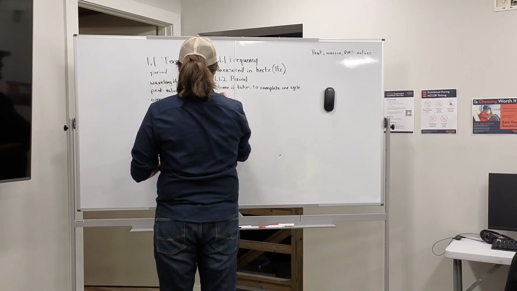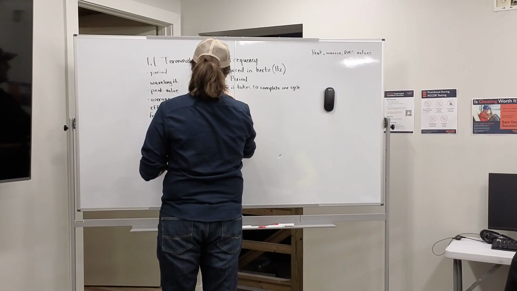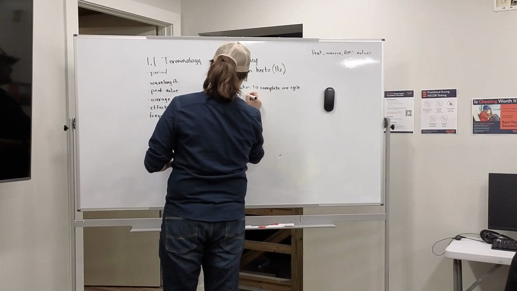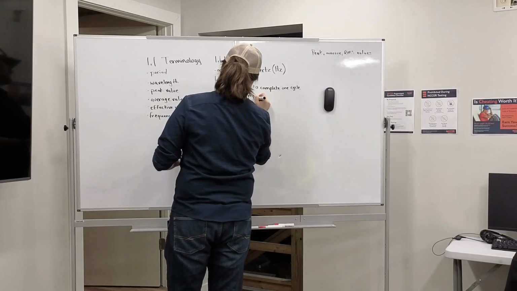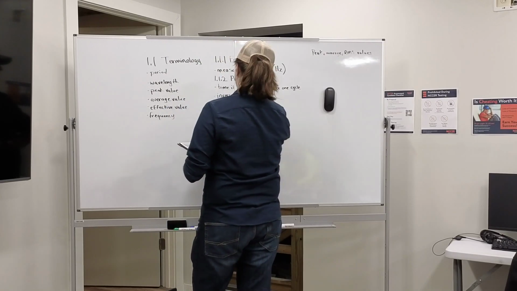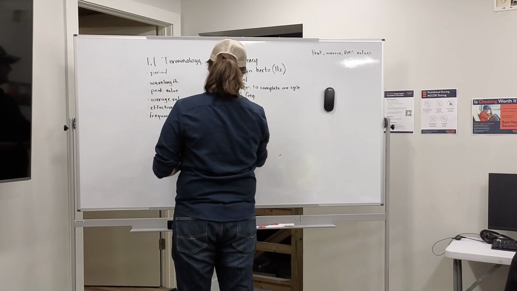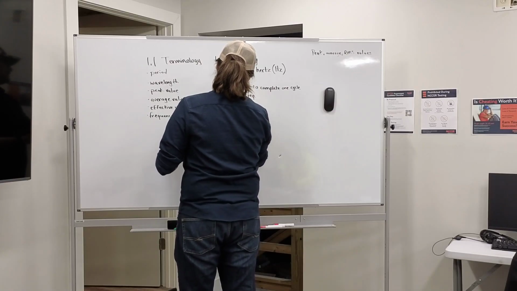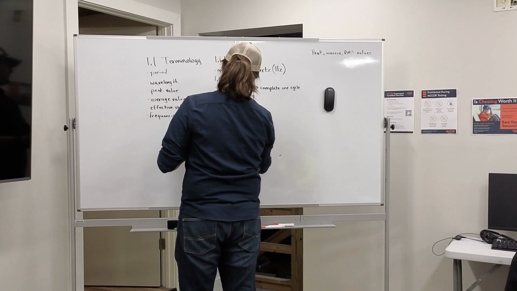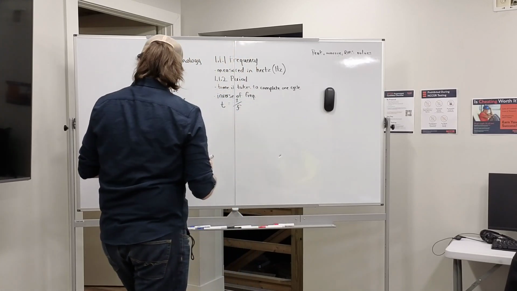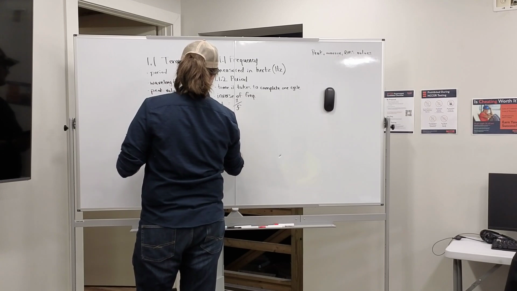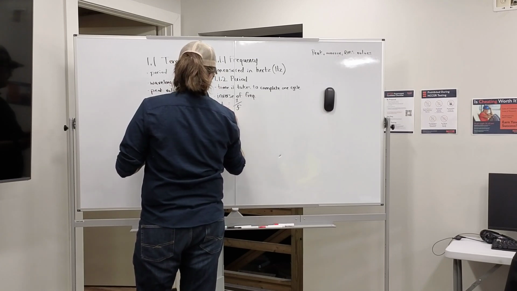Period is the inverse of the frequency. So period is denoted with a T. So T equals 1 over F. What is the inverse of it?